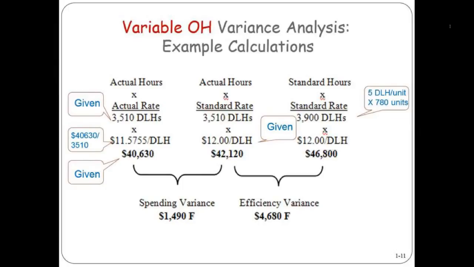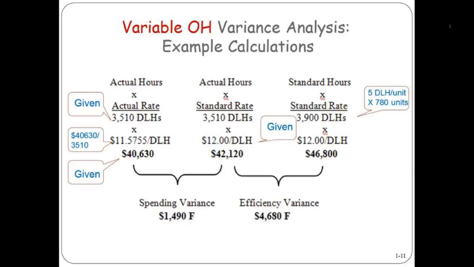So let's look at our variance analysis. It's all based upon what we had. First you have your actual hours times your actual rate. These are your actuals and actuals. We said there were 35.10 hours, and we spent $40,630. That was given. So your actual rate was $11.57 and change. This times this gets you to $40,630. That's your actuals and actuals.